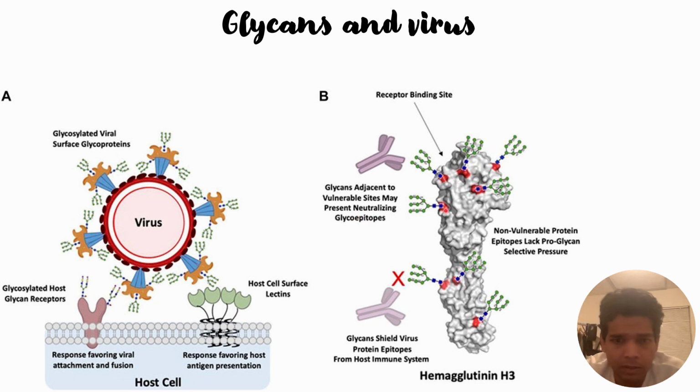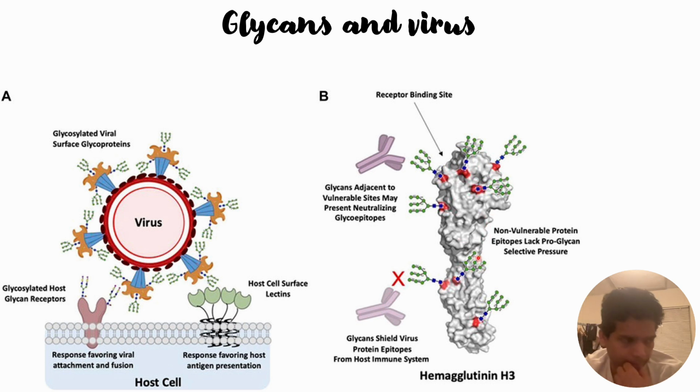The next one, the glycans could be present at a site where they help in neutralizing the glycoepitopes, so that the epitopes adjacent to these glycan sites will not be efficiently detected by the host immune system. However, where there is no glycan presence, usually non-vulnerable protein epitopes are found.